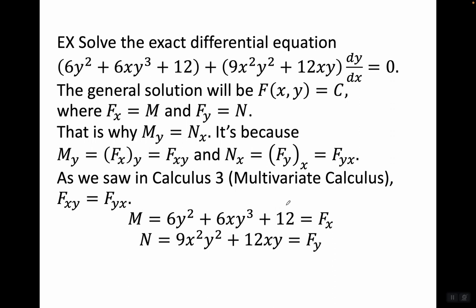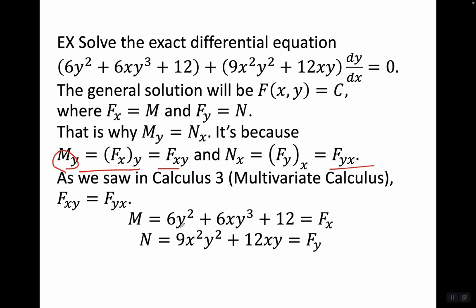Let's solve that differential equation. So we've seen that it's exact. The general solution will be f(x,y) = c, where f_x = M and f_y = N. That's why M_y = N_x. Since M is f_x, M_y is f_xy, and since N is f_y, N_x is f_yx. As we saw in Calculus 3, also called multivariate calculus, f_xy = f_yx. So that's why M_y equals N_x.